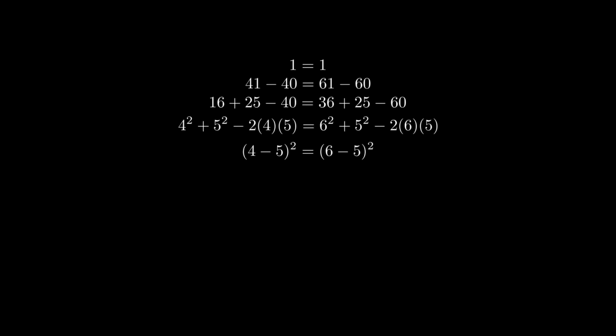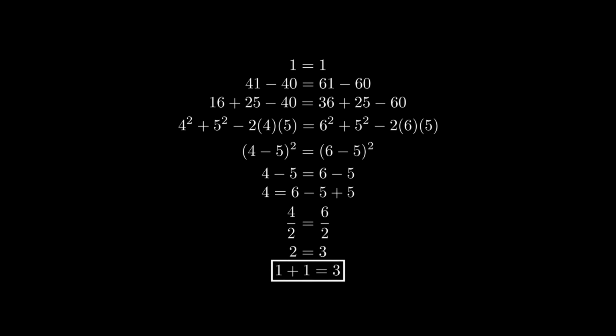Now, if we take the square root of both sides, the exponents vanish. We're left with 4 minus 5 equals 6 minus 5. Add 5 to both sides, and the math says 4 equals 6. Divide by 2, and we get 2 equals 3. Therefore, 1 plus 1 equals 3. Again, if you can spot the errors, leave a comment.